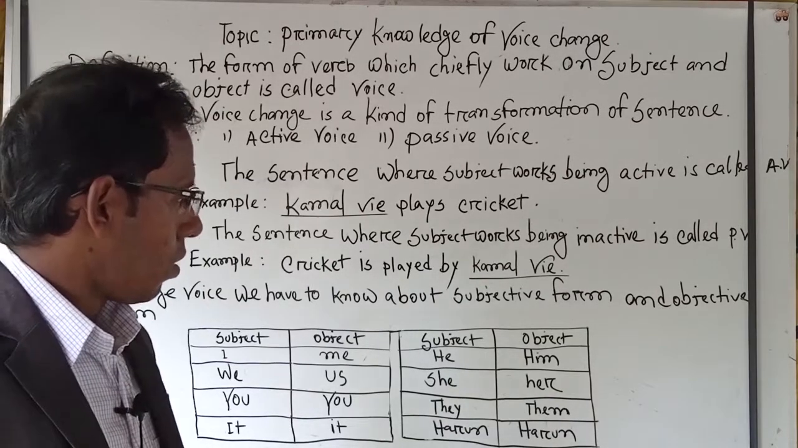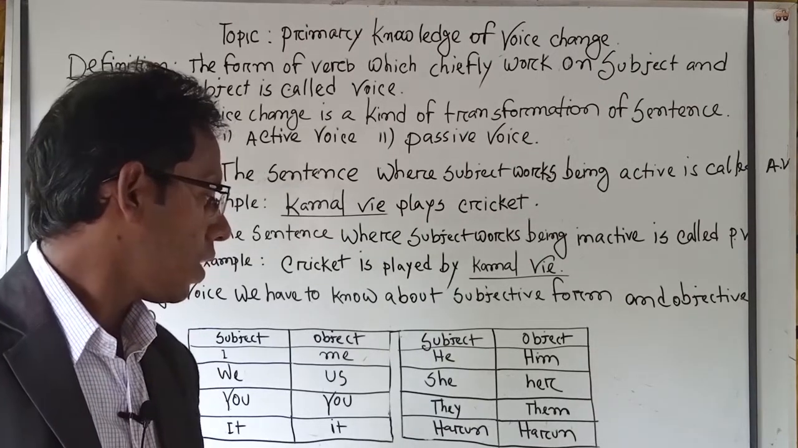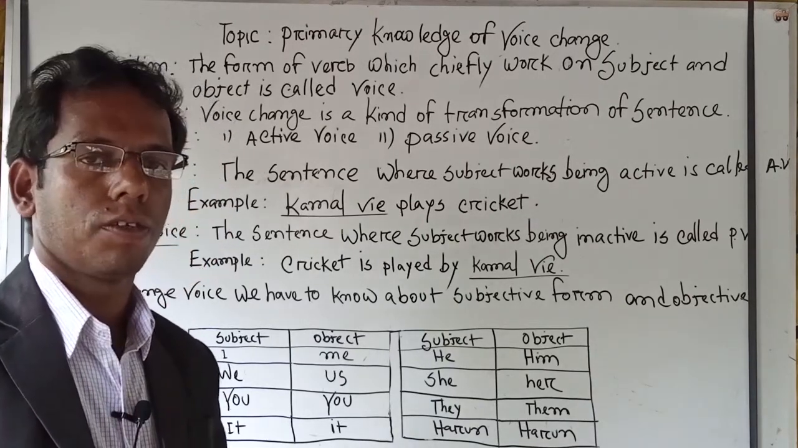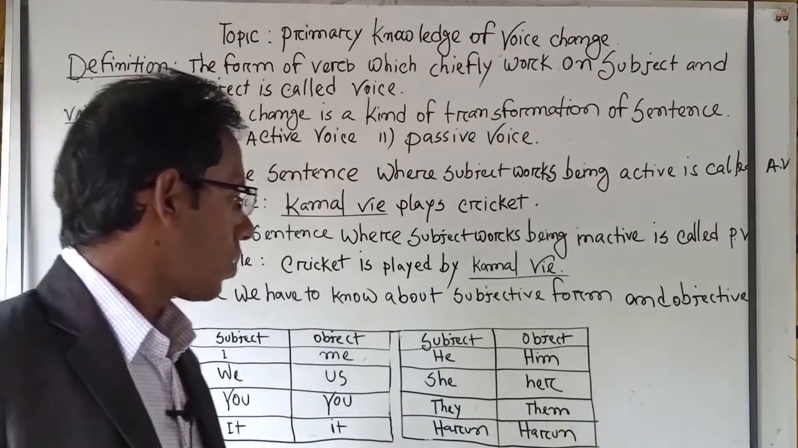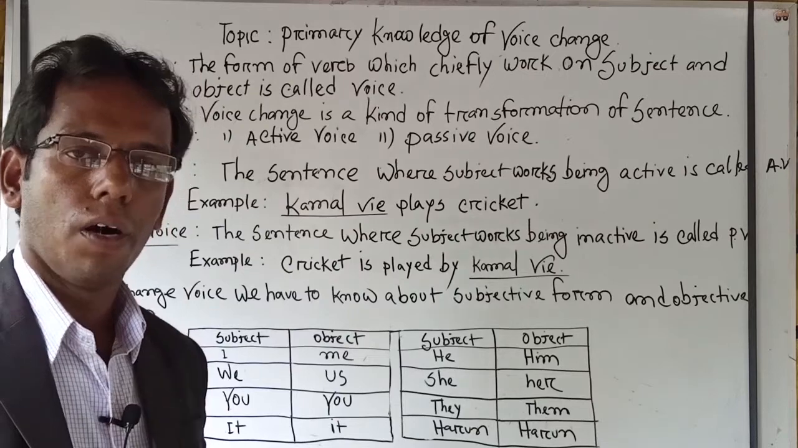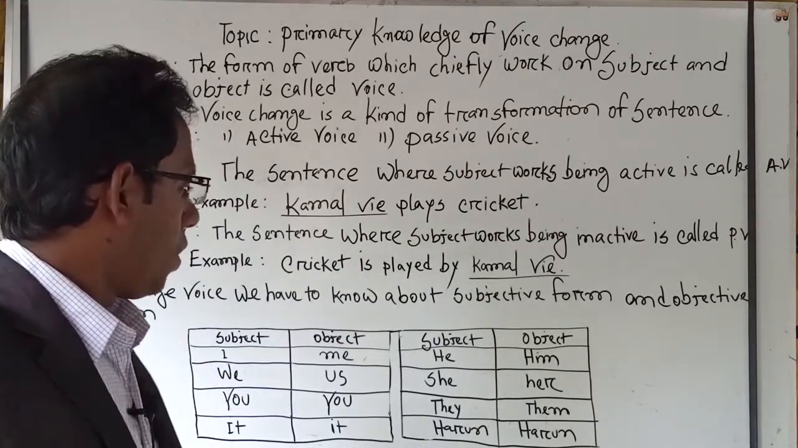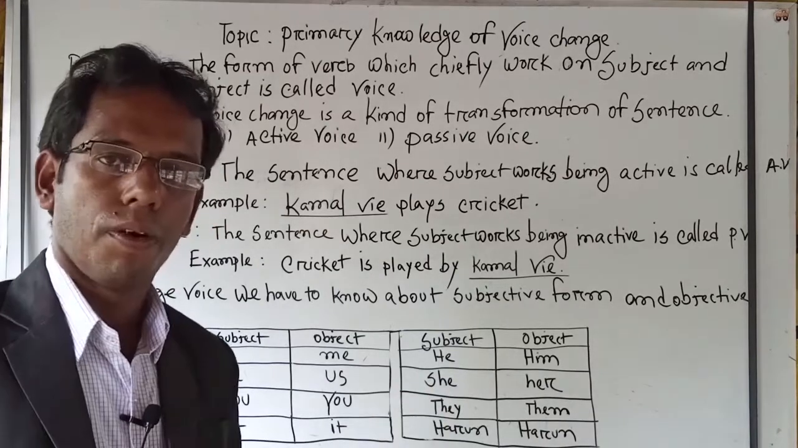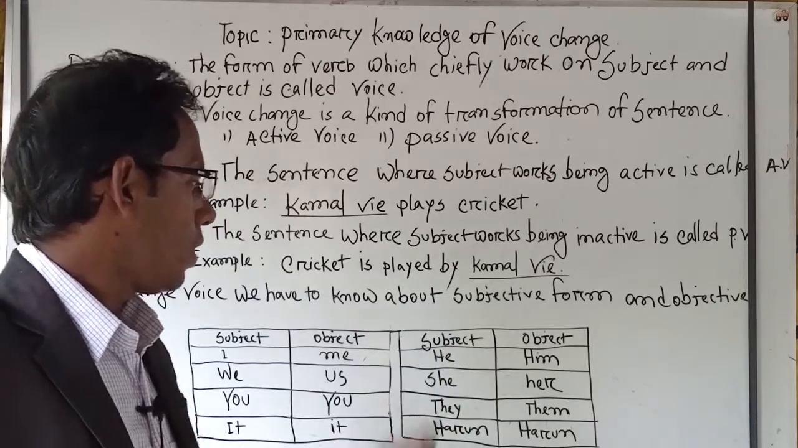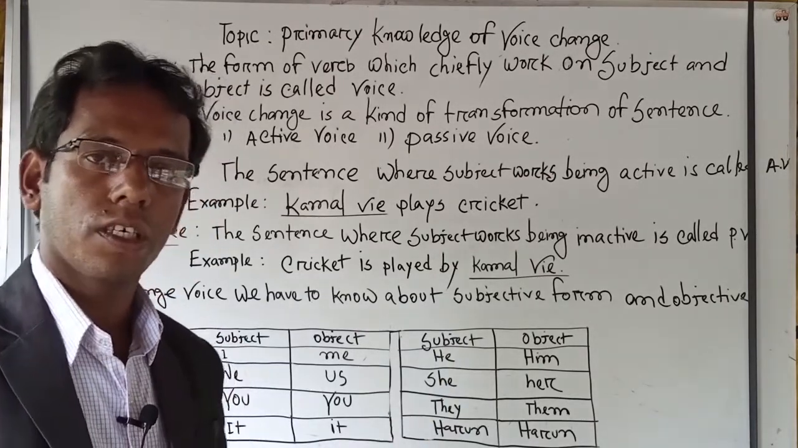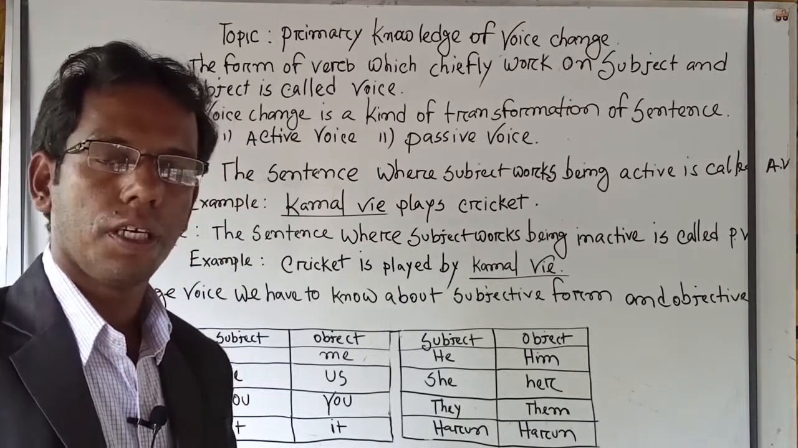Okay, then we find third person: he, she, they, Harun. These are third person. What will be the objective form of them? We are going to learn it now. He is the subjective form, and its objective form is him. He is generally used in active voice, and in passive voice him is used.